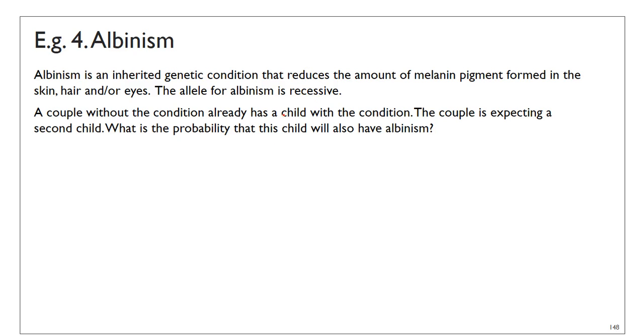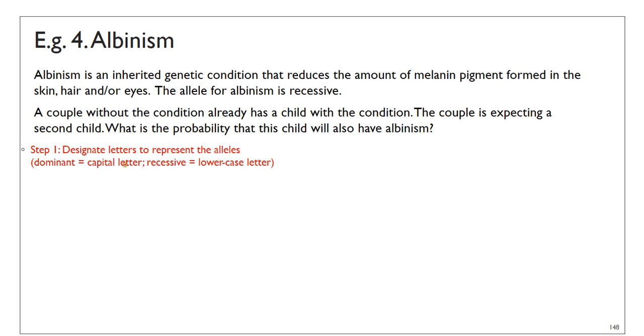So the situation that may happen in real life is you have two people who do not have the condition and they already have a child who has the condition. And they're expecting a second child and they want to know what is the probability that this second child will also be albino. So if you want to tackle this question, we're still going to go through our steps.